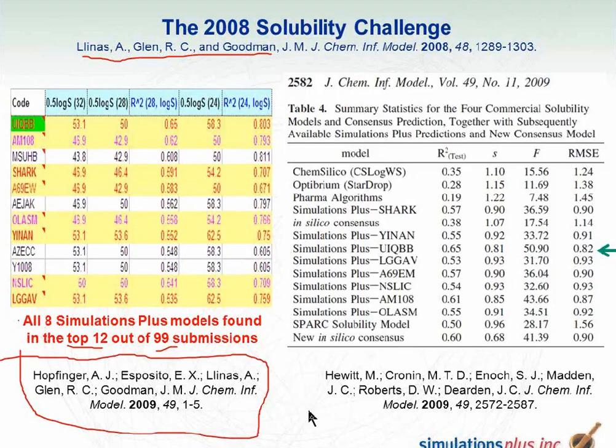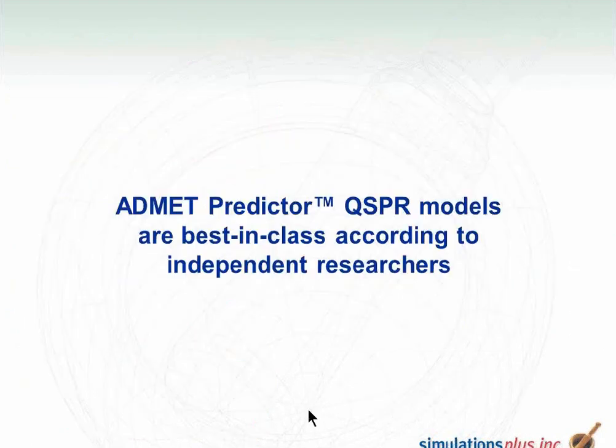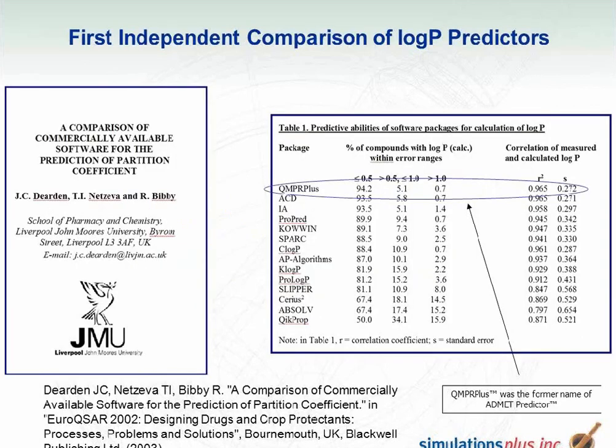Moving on to the next section, we've had a number of publications from independent researchers showing that our QSPR models are the best in class according to these publications. First publication came out in 2003 in this book cited down here.